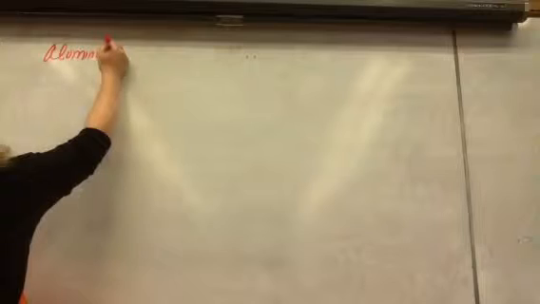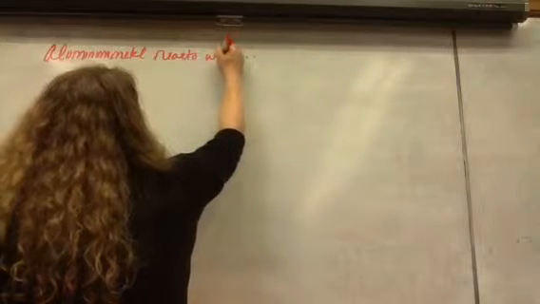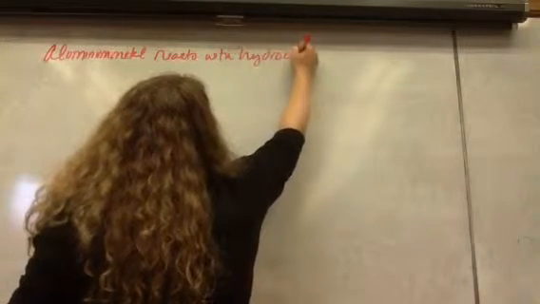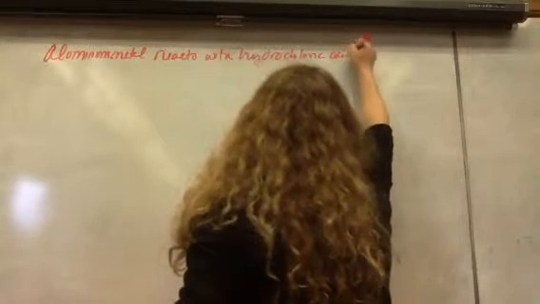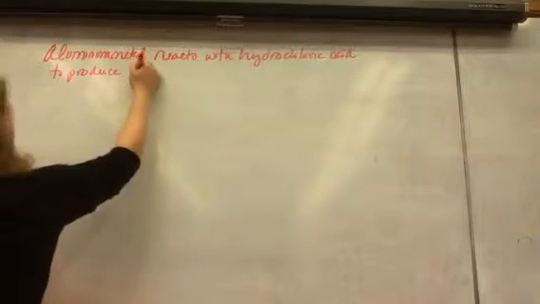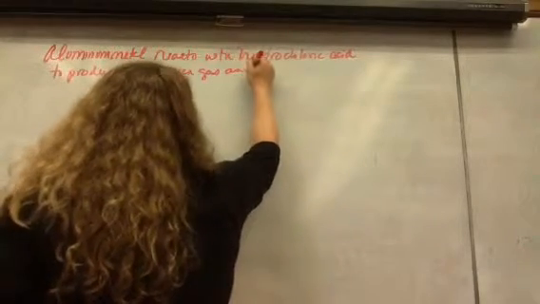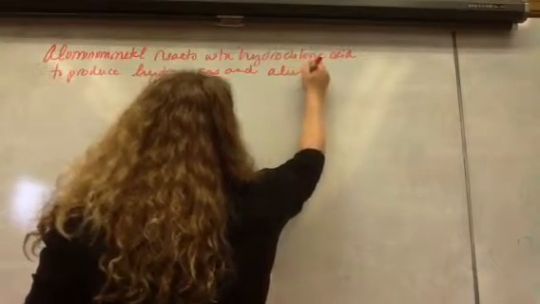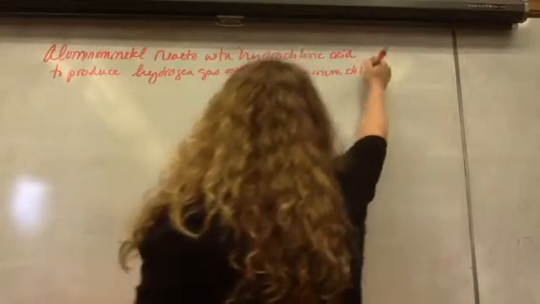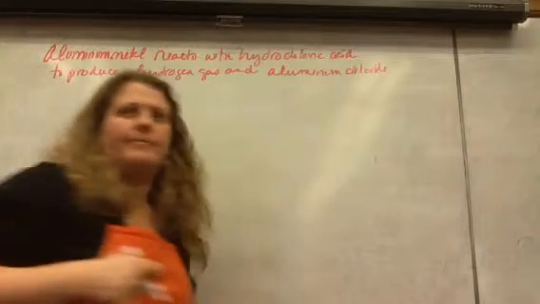Aluminum in hydrochloric acid, we can say as a sentence, aluminum metal reacts with hydrochloric acid to produce hydrogen gas and aluminum chloride. That's a sentence.